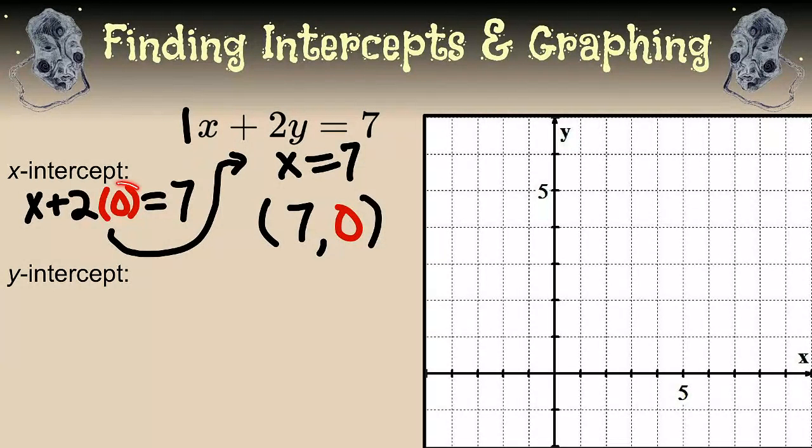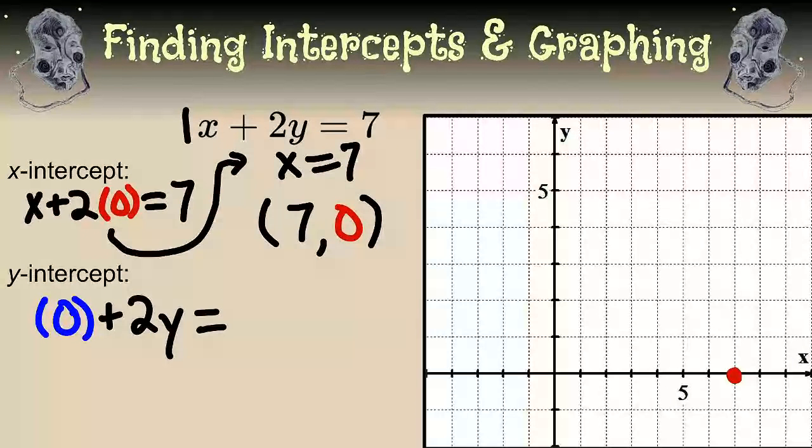So we plugged 0 in for y, so that means our y value has to be 0. And when y is 0, x must be 7. So we have a point 7, 0 right there. Now we're going to find the y-intercept by plugging 0 in for x. So we plug 0 in for x. And now we solve for y.